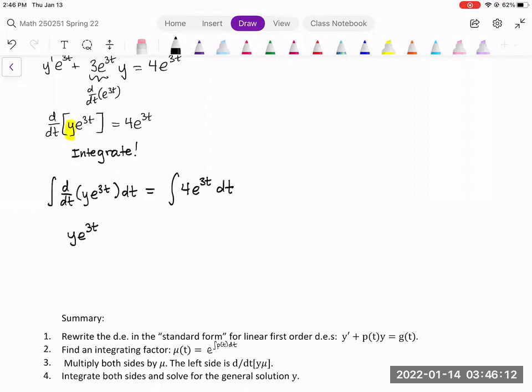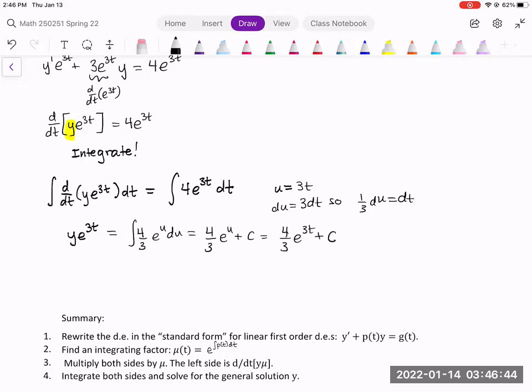To do the integral on the right, we're just going to do a little u substitution. U is equal to 3t. Du is 3 dt. So 1/3 du is dt. This is going to be the integral of 4/3 e to the u du. So it'll be 4/3 e to the u plus c, or 4/3 e to the 3t plus c.